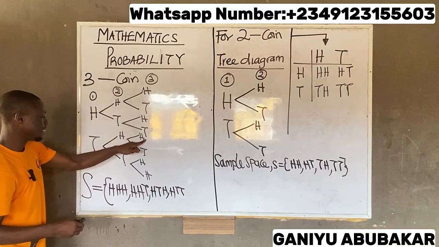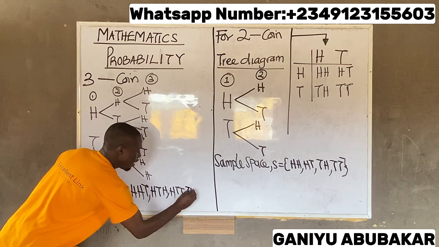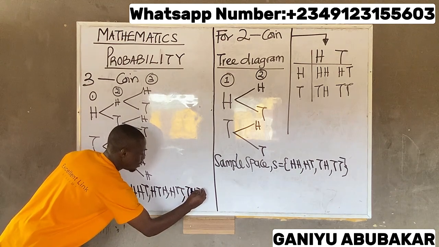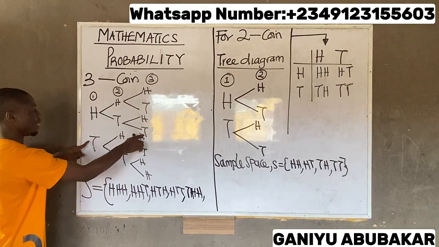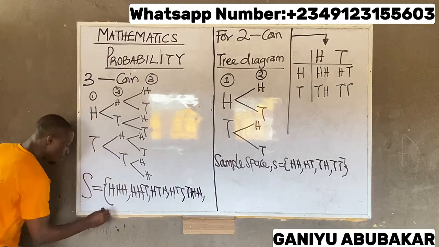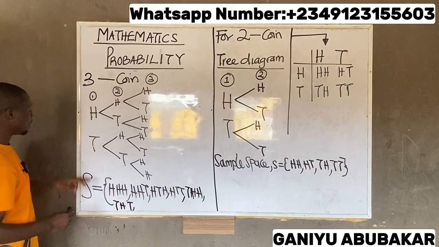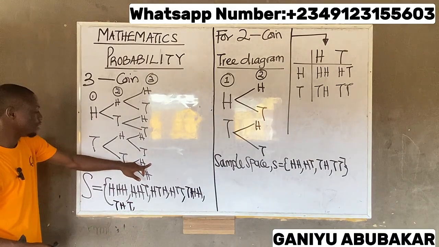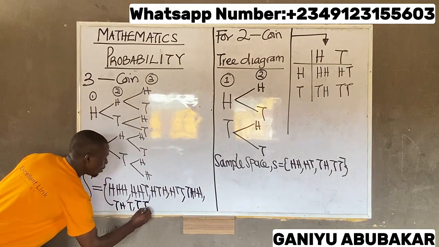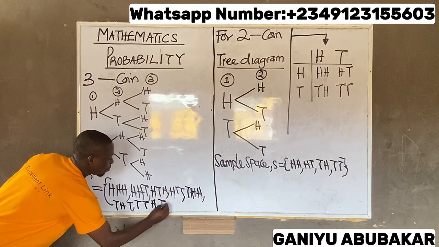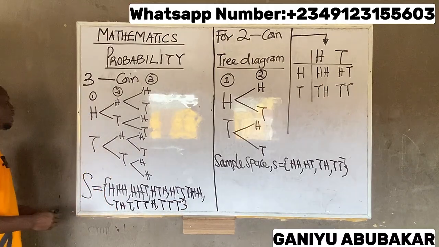Tail, head, head, then tail, head, tail. Observe. Tail, head, head, then this tail, head, tail. What again? Tail, tail, head, tail, tail, tail. Alright. This is my sample space for 3 coins.